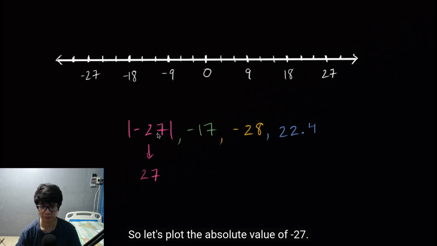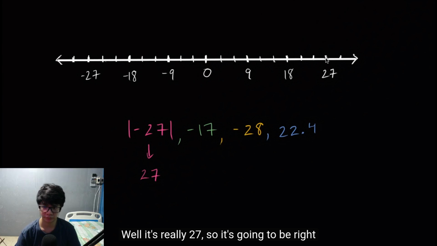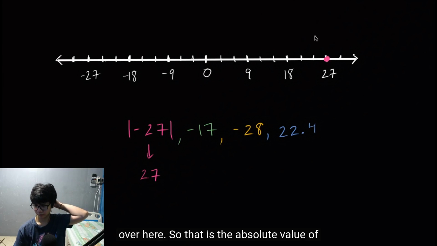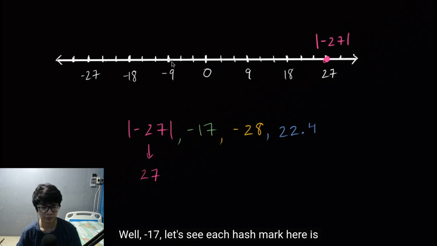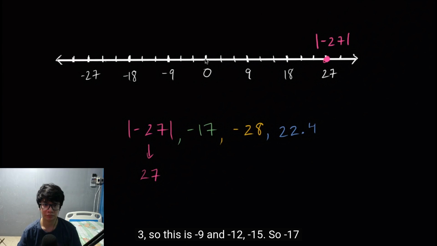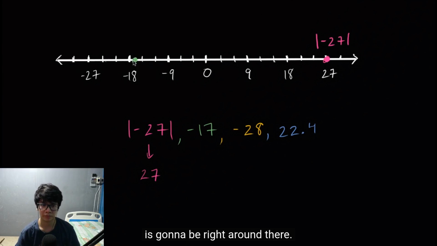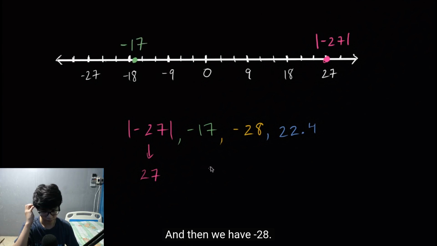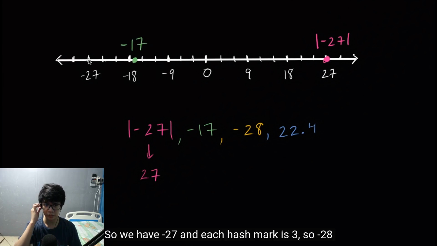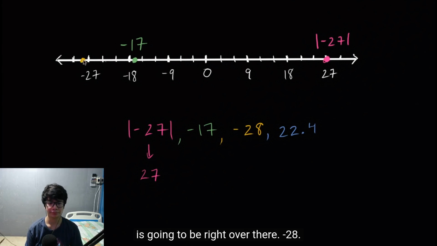So let's plot the absolute value of -27. Well, it's really 27, so it's going to be right over here. So that is the absolute value of -27. It is +27. All right, then we have -17. Well, -17, let's see, each hash mark here is 3. So this is -9, -12, -15. So -17 is going to be right around there. So that is -17. And then we have -28. So we have -27, and each hash mark is 3, so -28 is going to be right over there.